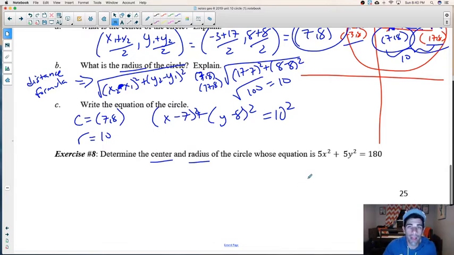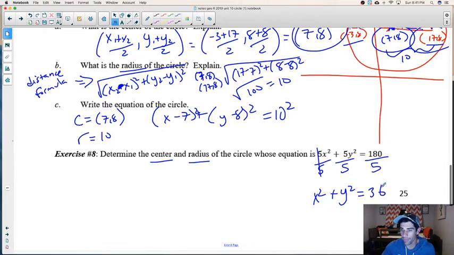If you don't want the 5 being multiplied there, then just divide everybody by 5, and then they all go away. So I would divide this by 5, this by 5, and this by 5. Now, if it was a 2, I would just divide everybody by 2. Sometimes that could throw you off a little bit, but for this case, no, we're good. Because that's 1, that's 1, and 180 divided by 5 is 36. There you go. Now this is in our standard form.